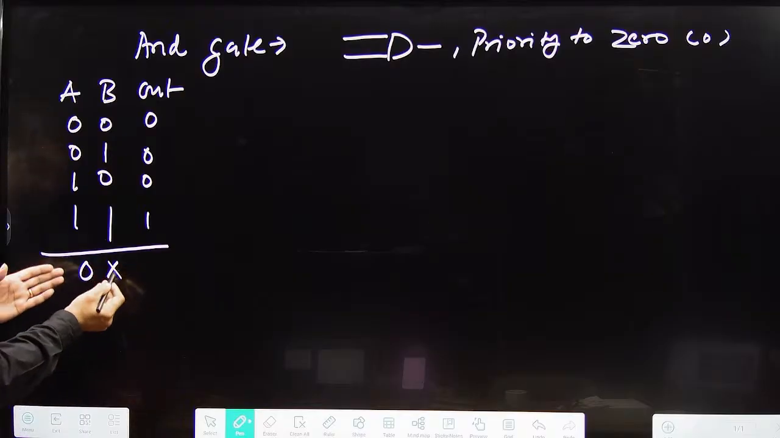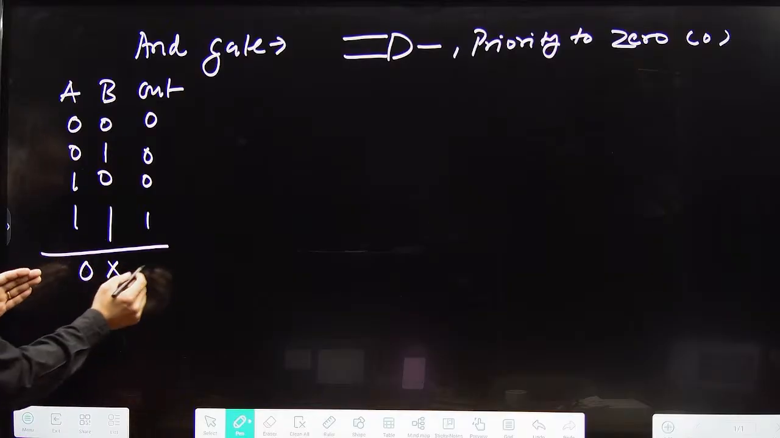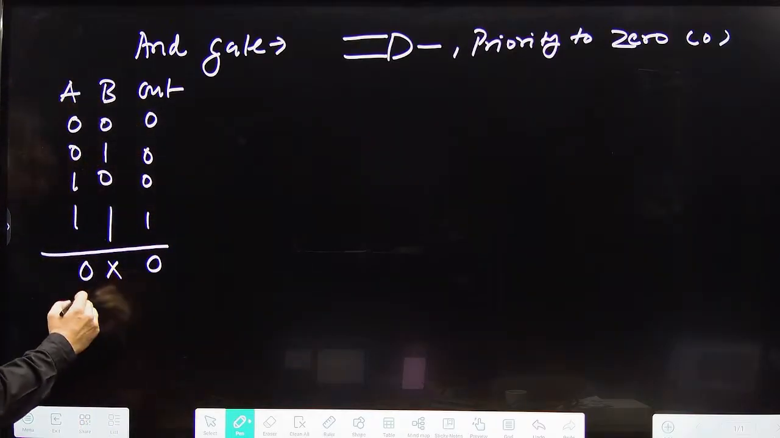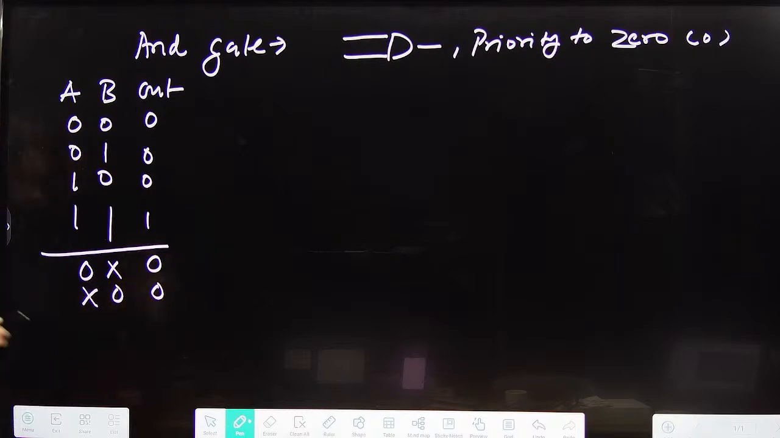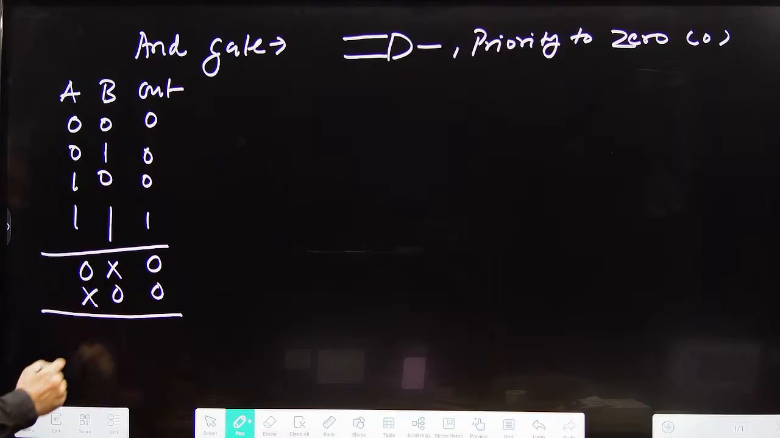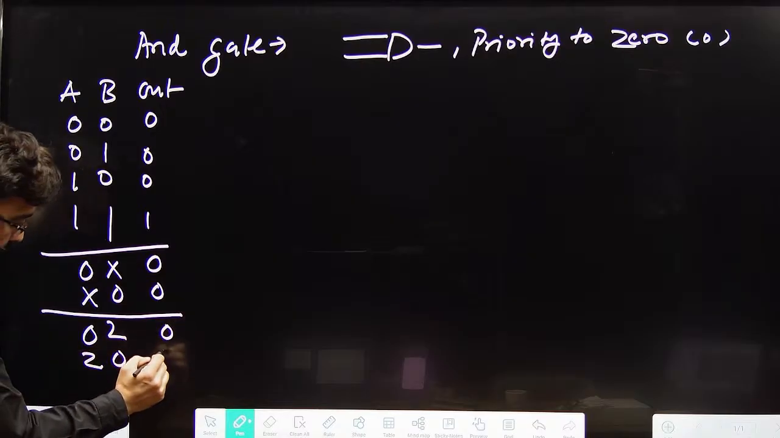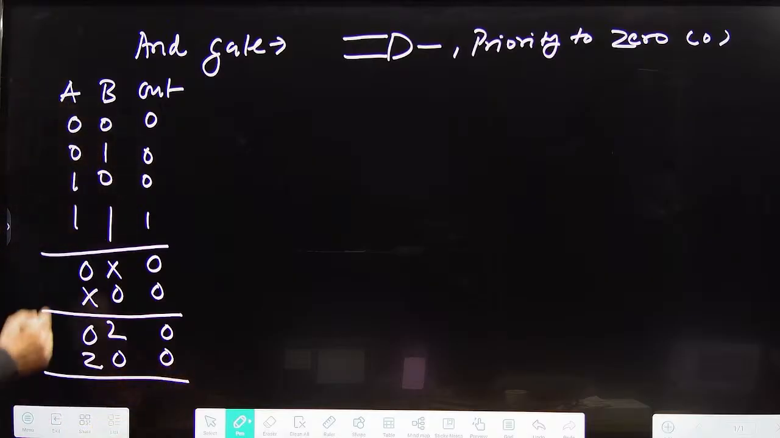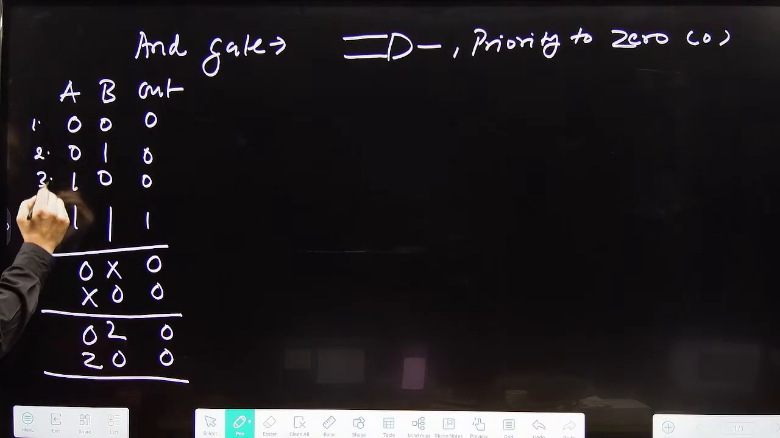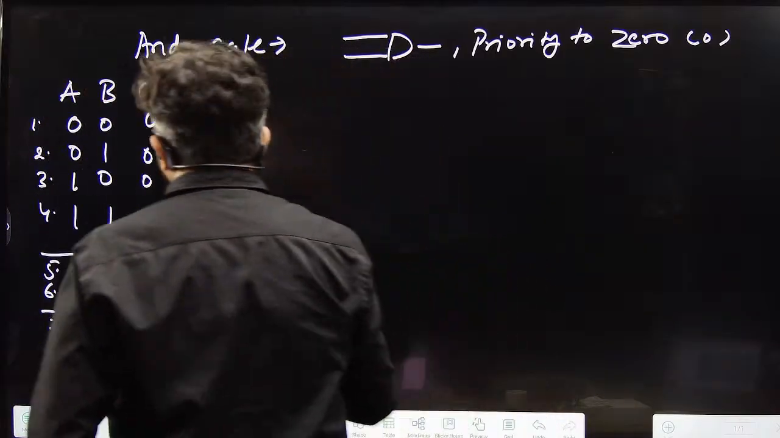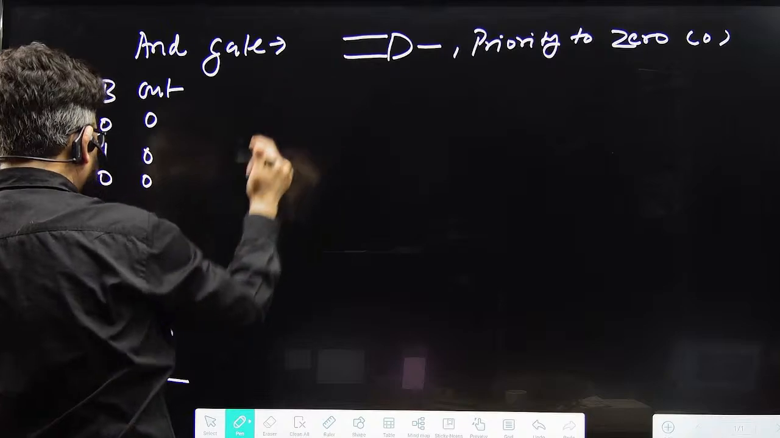In that 0 and X, the priority has been given to 0, output is 0. I will show you practically also. 0 and X and X and 0, so this is one series. Now let's take 0 and Z. 0 and Z, output is 0 because priority has been given to 0, and Z and 0. This is one series. So 1, 2, 3, 4, 5, 6, 7, 8. Now we still have some more options left. I'm talking about this same AND gate.